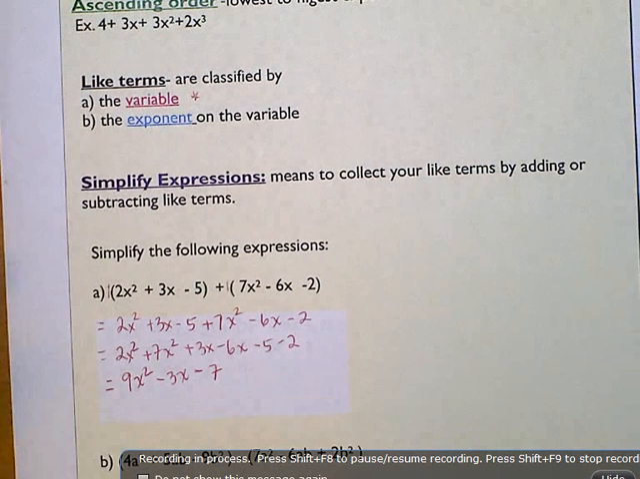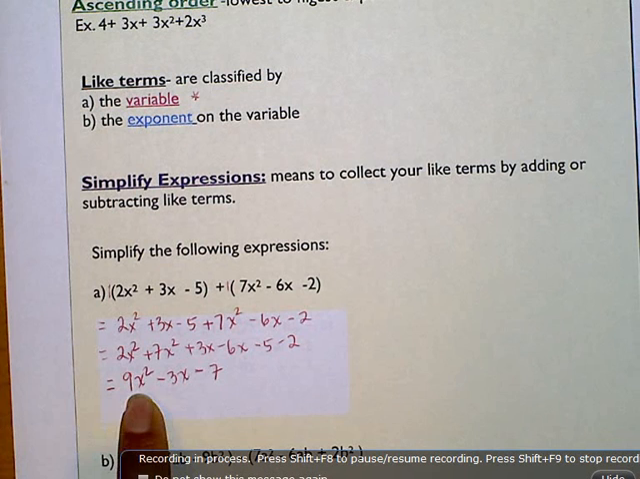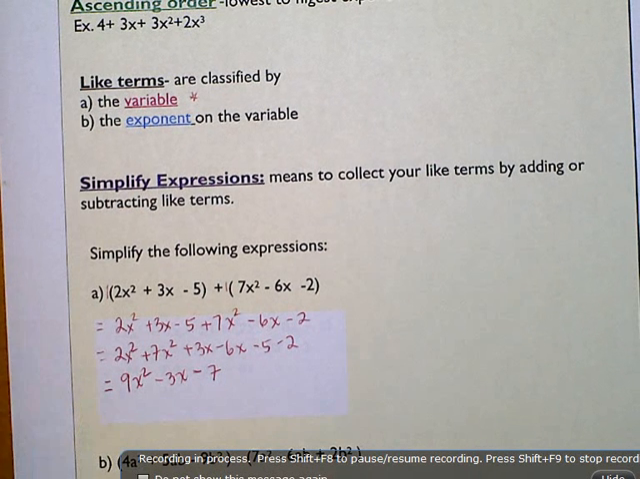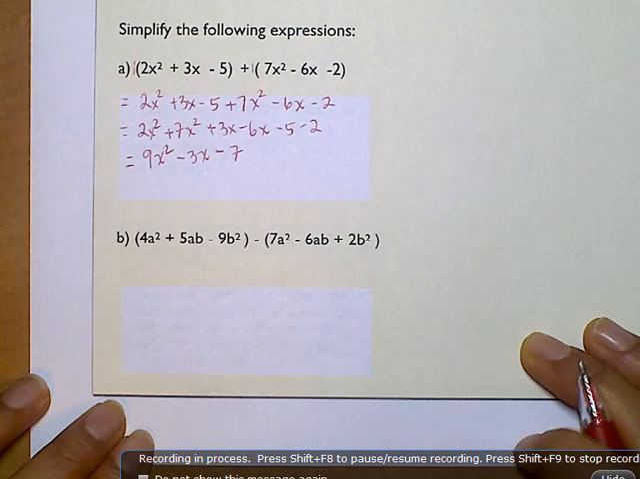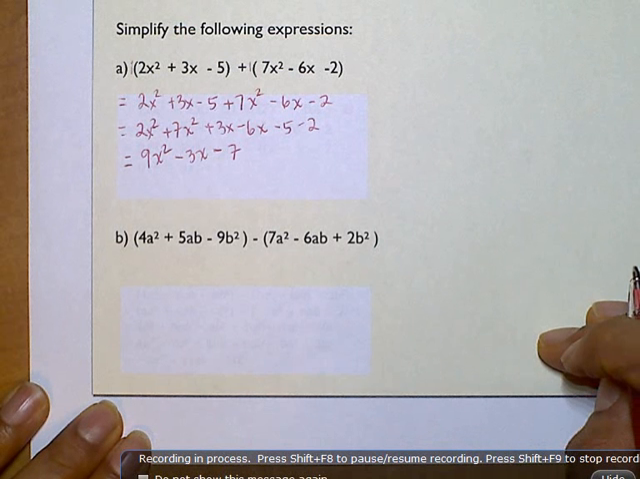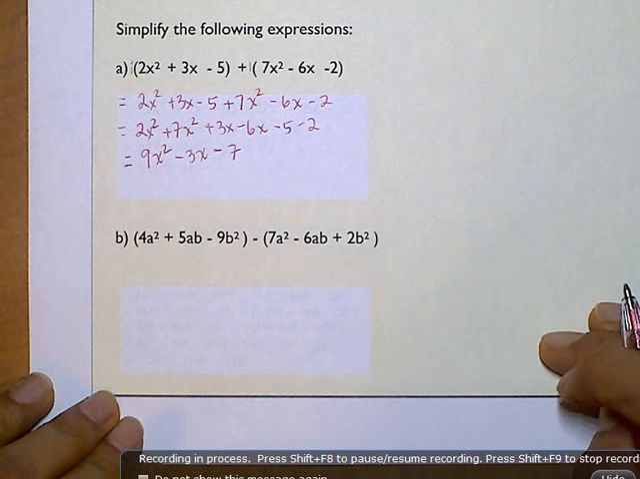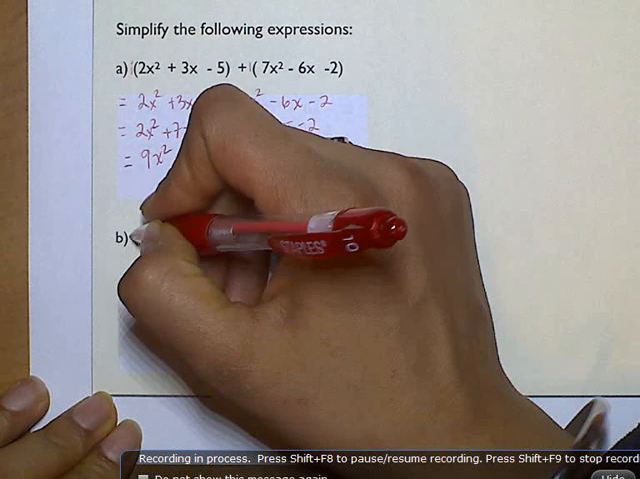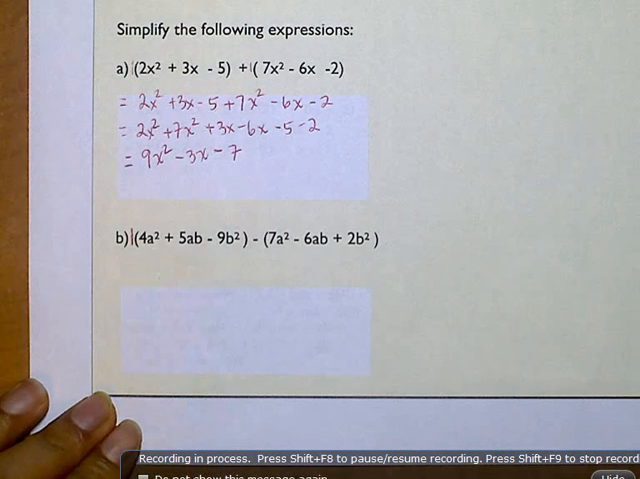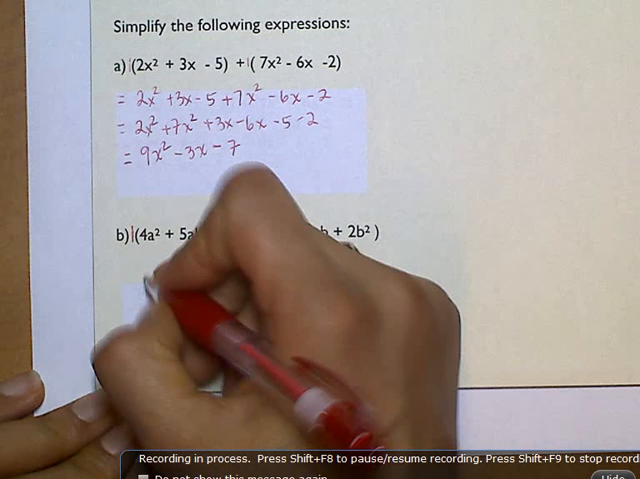Alright, great. So let's go ahead and try another example. 4a squared plus 5ab minus 9b squared minus bracket 7a squared minus 6ab plus 2b squared. The first thing you want to do is get rid of the brackets. So look at what's in front of it. Since it's only a positive 1, I can just go ahead and drop the bracket. So that's going to be 4a squared plus 5ab minus 9b squared. In my second bracket, I actually have a negative 1.